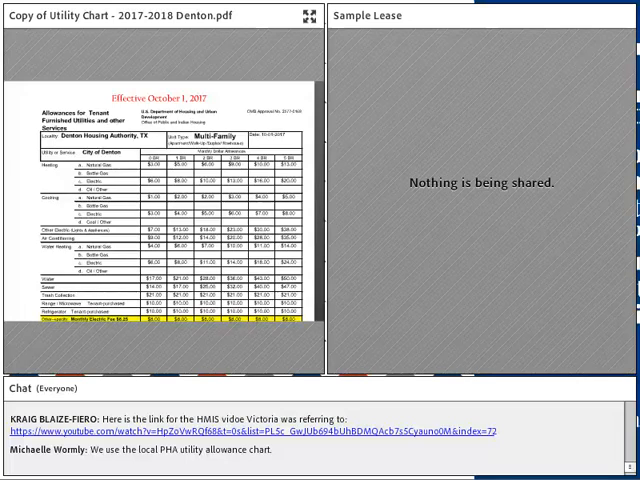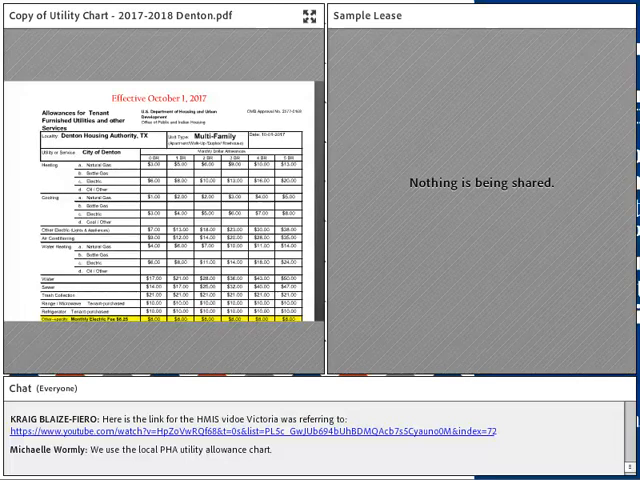So apartments are going to be considered multifamily. There will be another one for SFH, single family homes, or for mobile homes. Just ensure that when you're calculating utility assistance or using these schedules that you're using the correct one for the type of housing that your participant is proposing to occupy or that is already occupying.